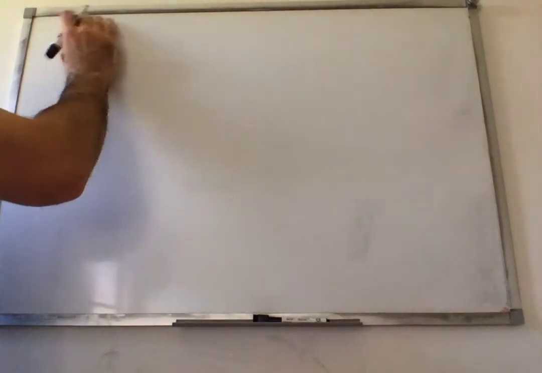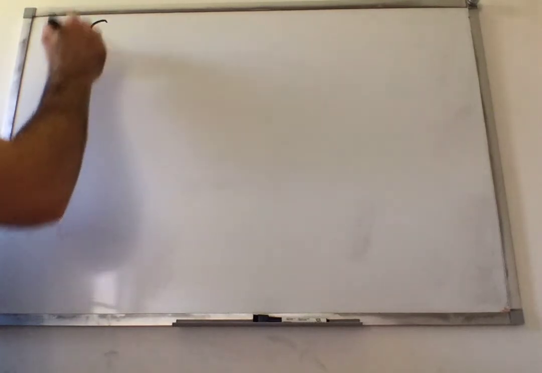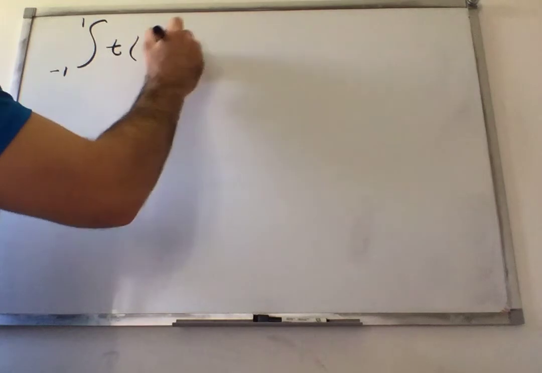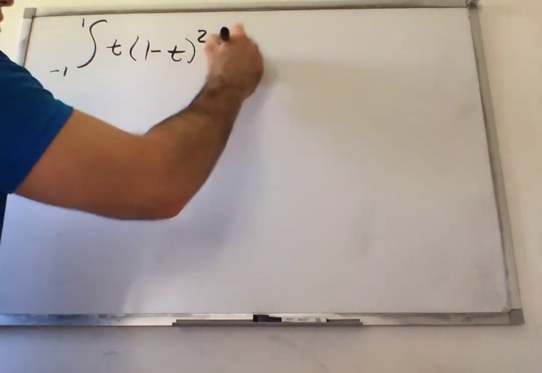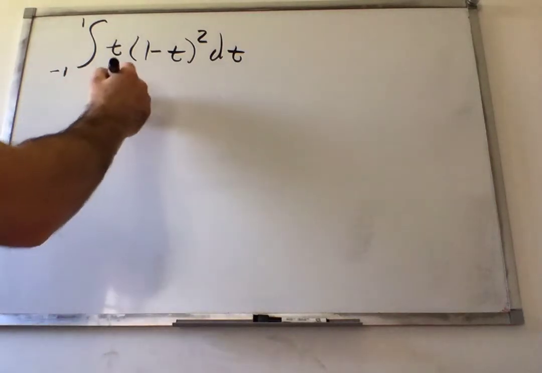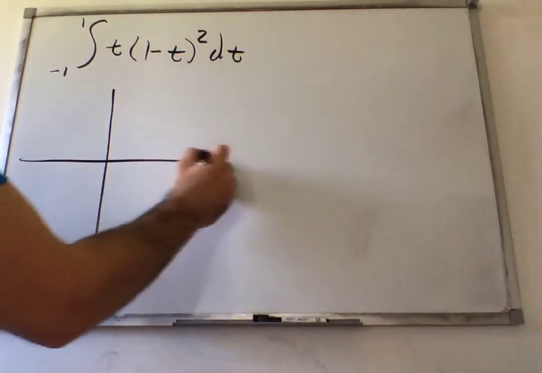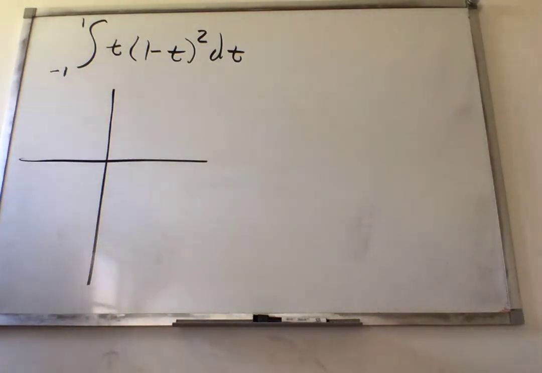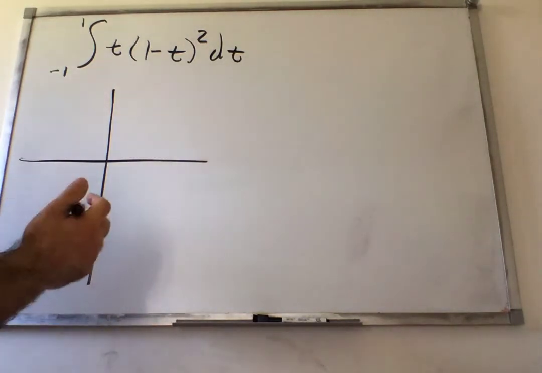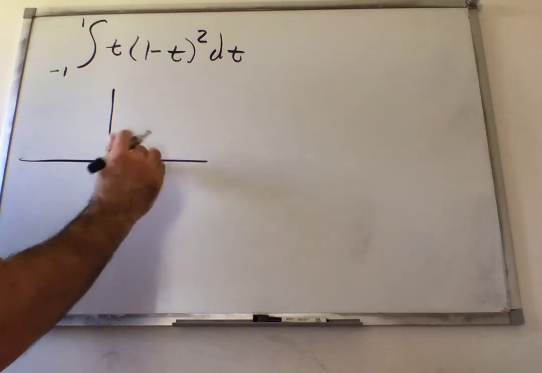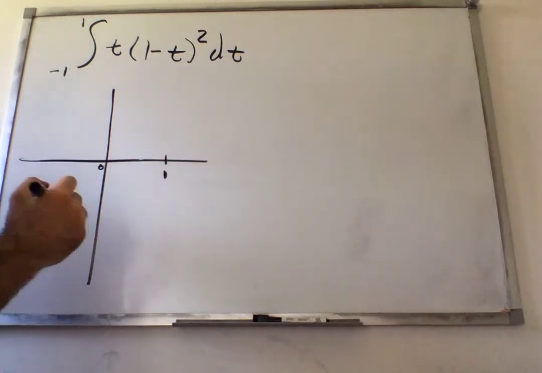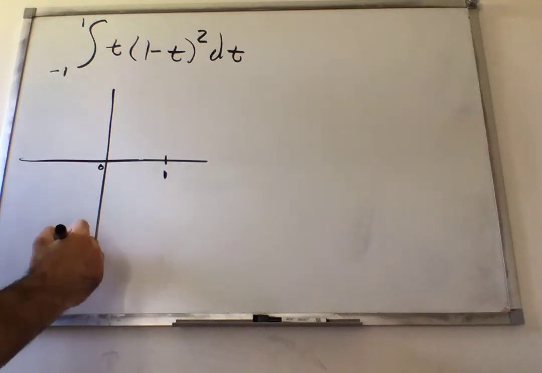It's the integral from -1 to 1 of t times 1 minus t squared dt. So again, I'm going to draw a graph. You could always plug this in on your calculator. It'll pull up the graph for you. So I'm going to, 1's over there, 0's right there, of course. So it goes something like this.